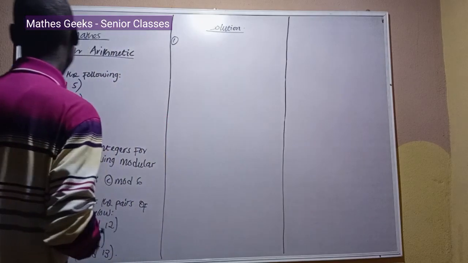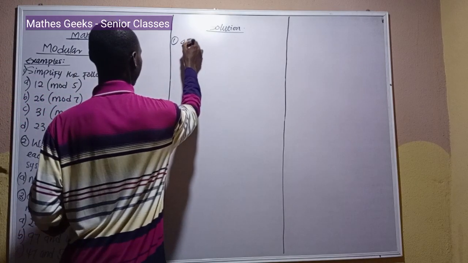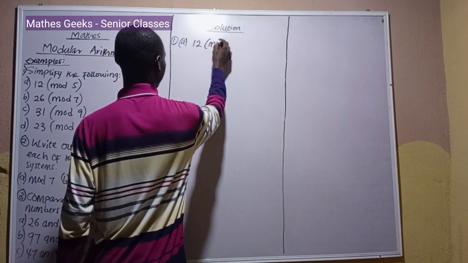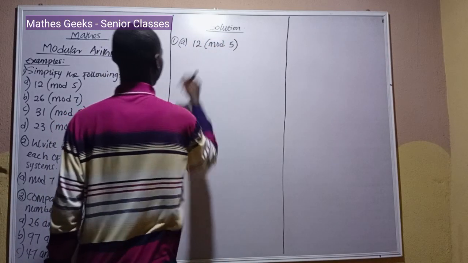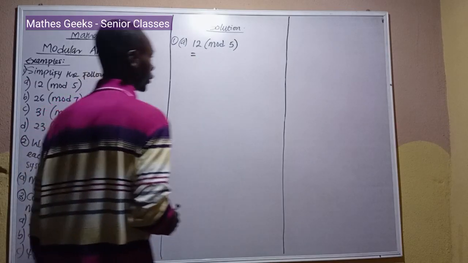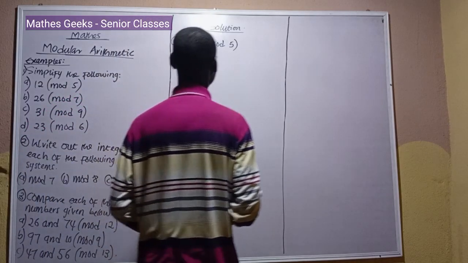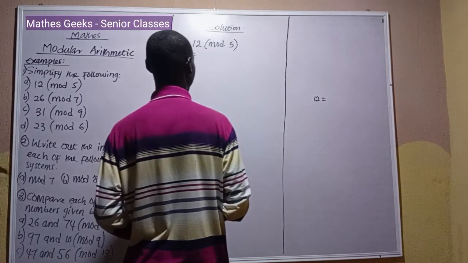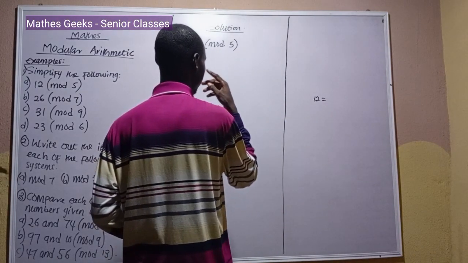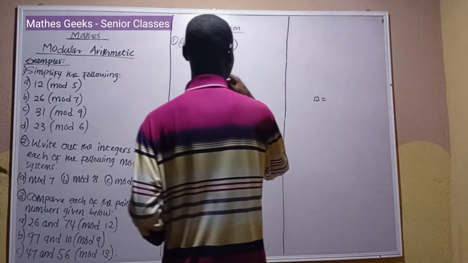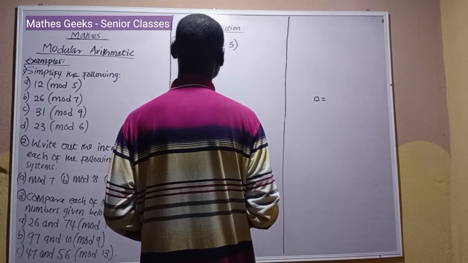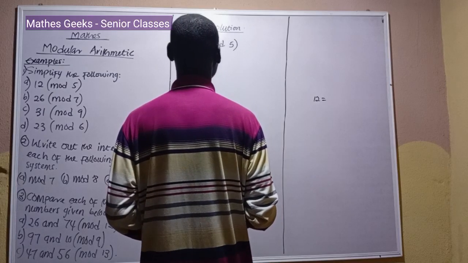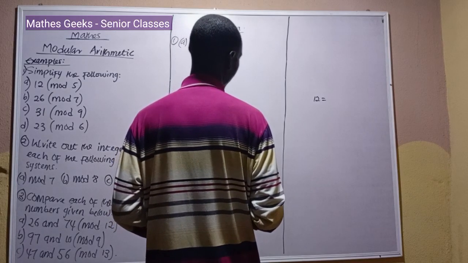Number 1, simplify the following. A: 12 in mod 5. So what you're going to do is get the multiple of 5 that is closest to 12 but not above 12.